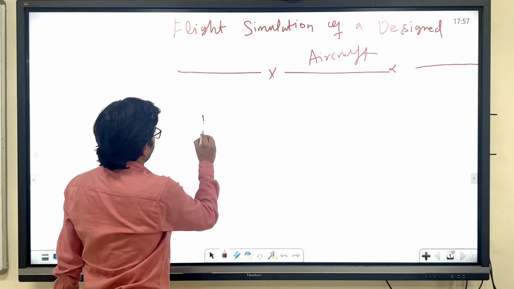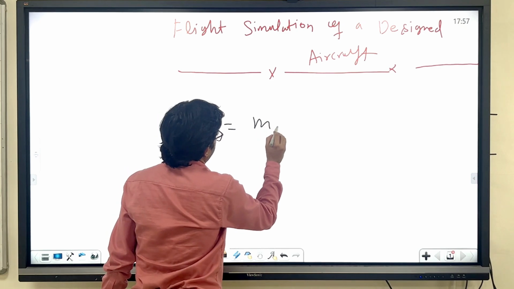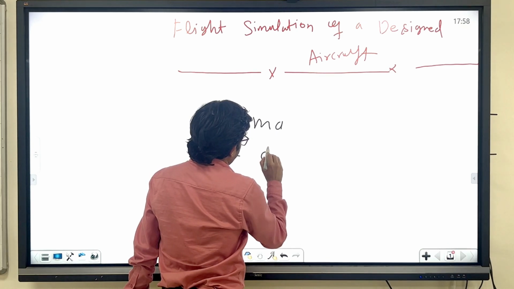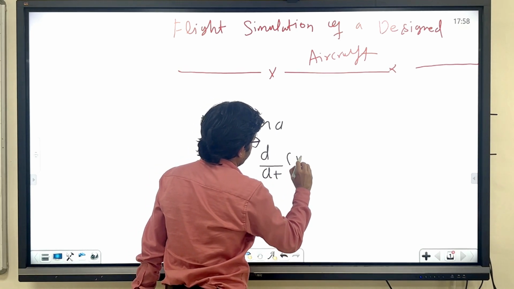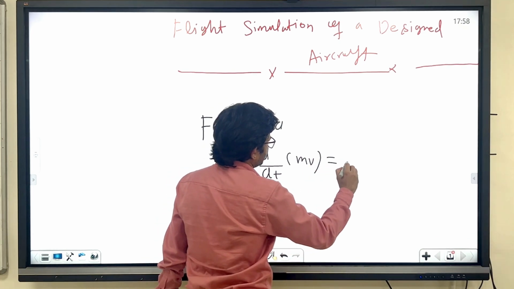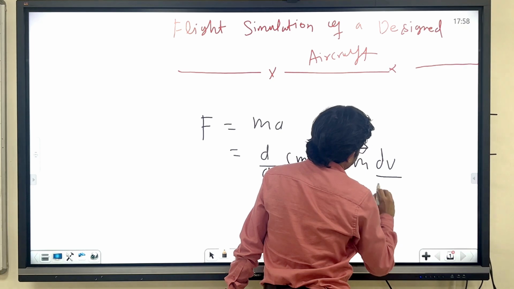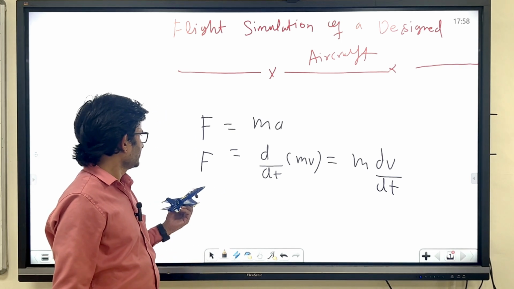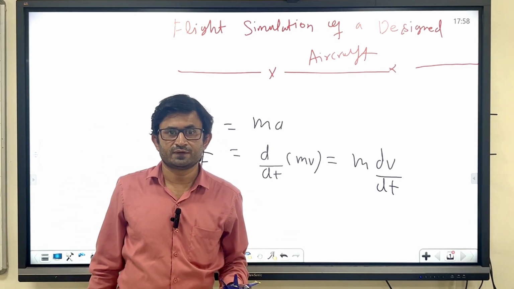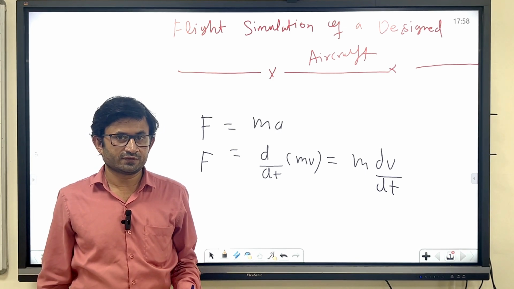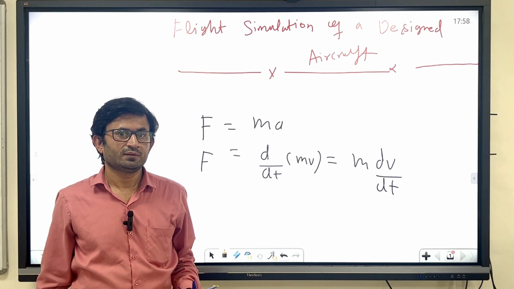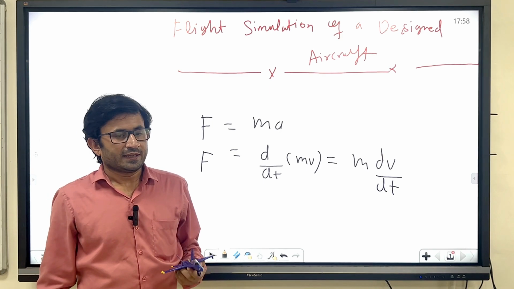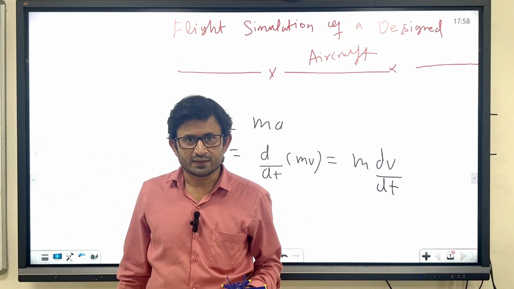If you write F equal to ma, or in general F equal to d by dt of mv, and let's say in the aircraft case m is constant, you will write m dv by dt. And this F can be the combination of aerodynamic force, gravitational force and propulsive force. And the aircraft is moving in air.